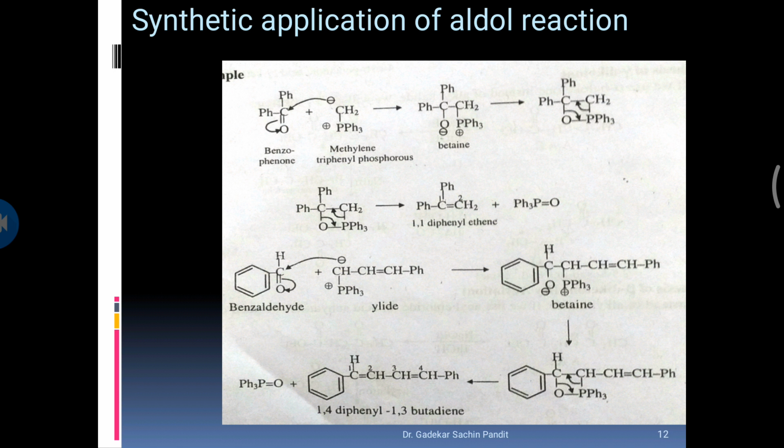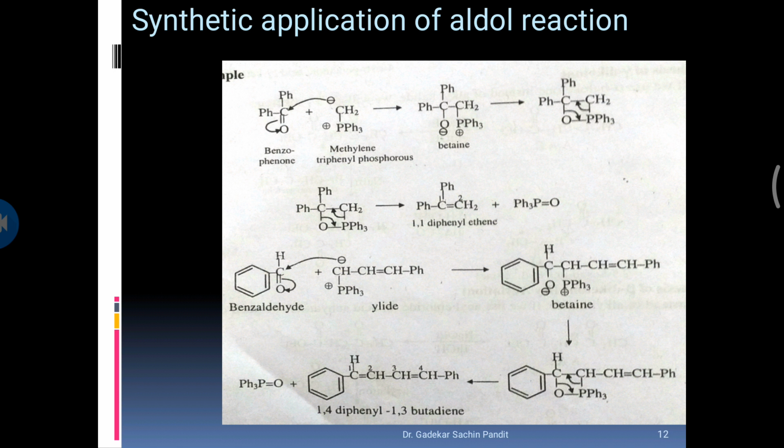The Wittig reaction proceeds through the betaine. Okay, so this betaine is the most important step or transition state in the Wittig reaction. So decomposition of this betaine forms 1,1-diphenylethene and triphenylphosphine oxide.